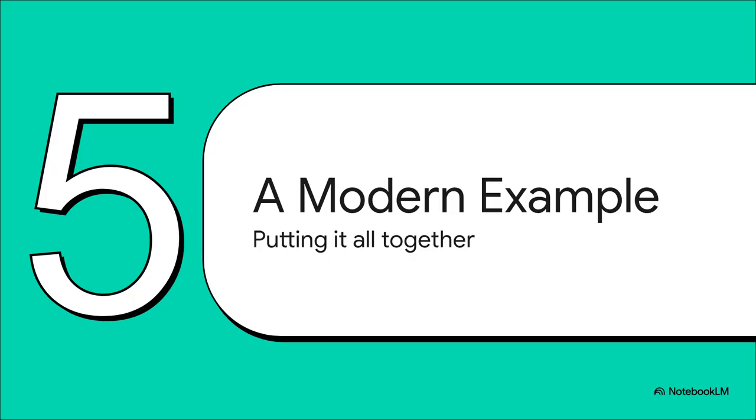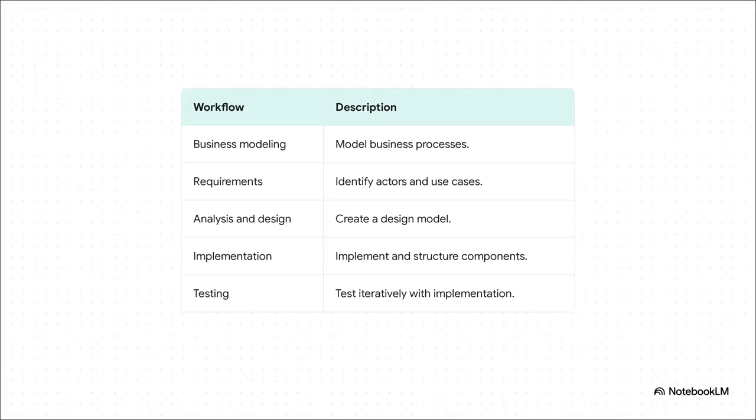Okay, so we've got these different models, these different strategies. How does this all fit together in the real world today? Well, the answer is usually some kind of hybrid. Let's look at a famous example that tried to create a best of both worlds framework. This here is a look at the Rational Unified Process, or RUP.